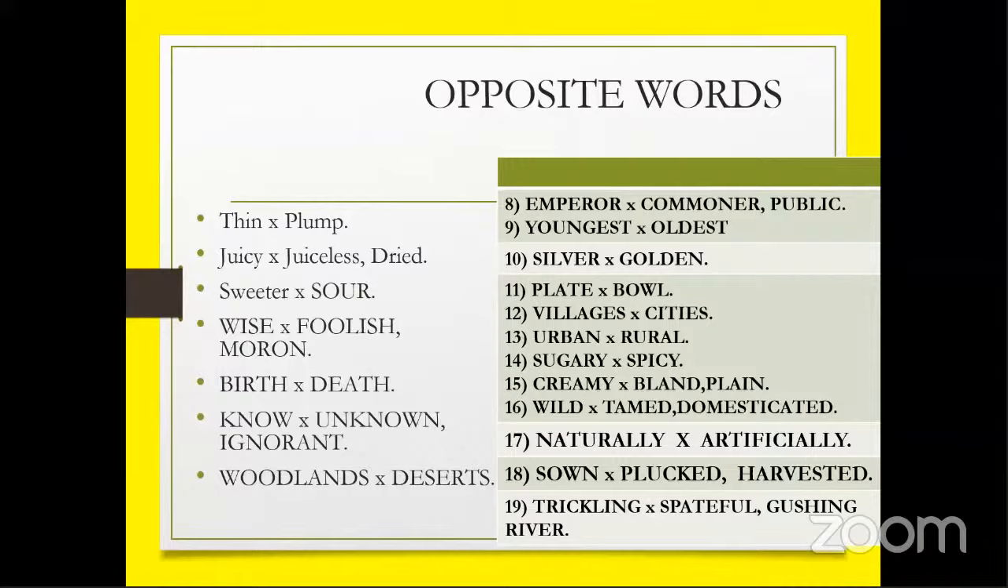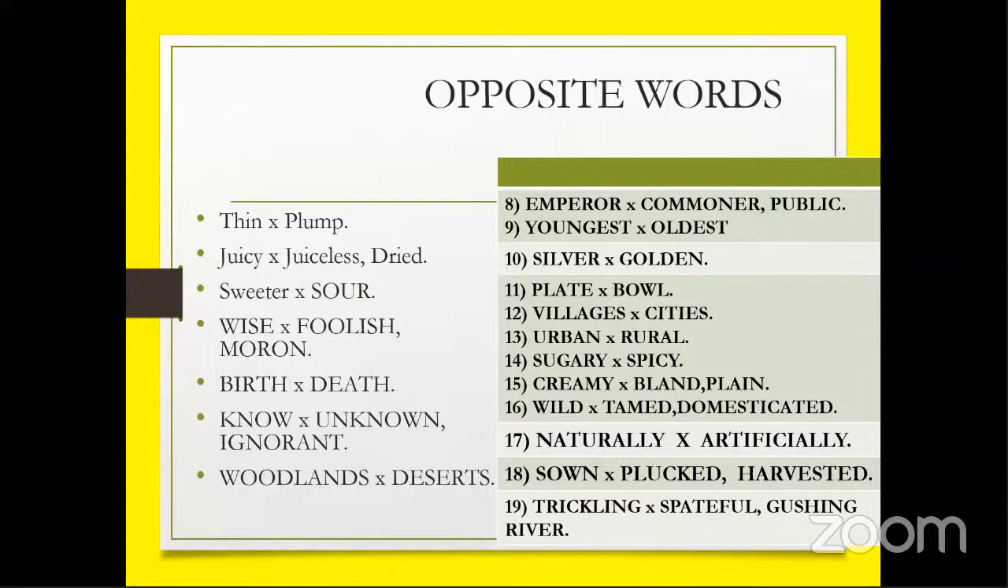Now we are going to number 8. The emperor or the king. The opposite word of a king is commoner or public. Number 9, youngest, and the opposite is oldest. Number 10, silver, the opposite word is golden. The 11th one is plate, the opposite word is bowl. Number 12 is villages, the opposite is cities. Number 13, urban, the opposite is rural.